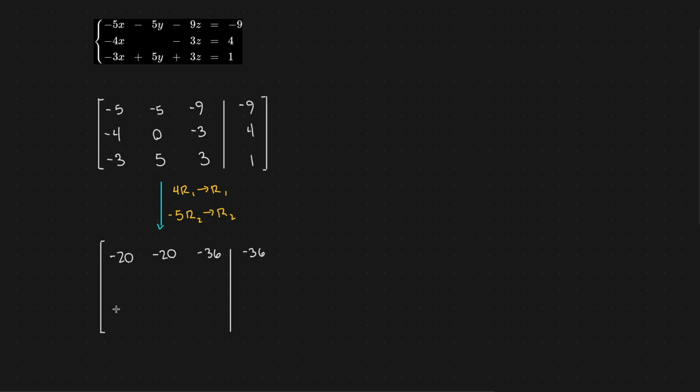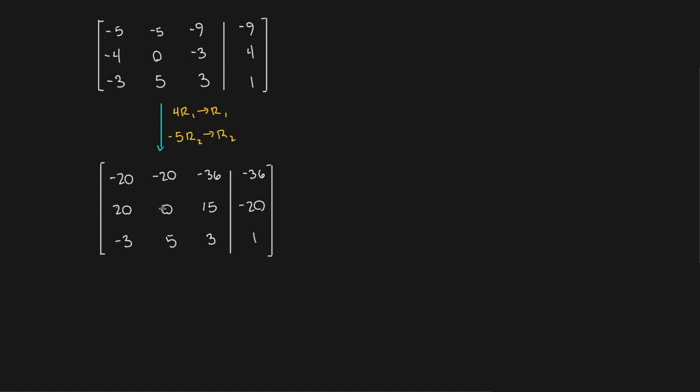Okay. Row 2 becomes, I'm going to multiply row 2 by -5. So -4 times -5 is +20. 0 times -5 is 0. -3 times -5 is 15. And 4 times -5 is -20. I'm not changing row 3 at this point at all, so I'm going to leave it the same. Okay? Now I'm ready to add row 1 and row 2 together. I'll store the result in row 2.